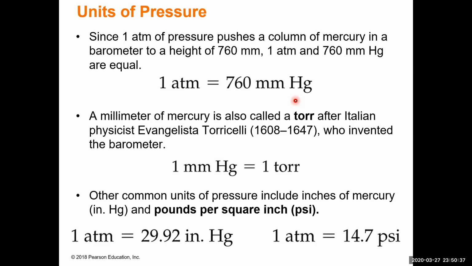There's another unit, which is called a torr. A millimeter of mercury is also sometimes called a torr, which is named after the physicist Torricelli, and he's the one who invented the barometer. So every 1 millimeter of mercury is also often called 1 torr.